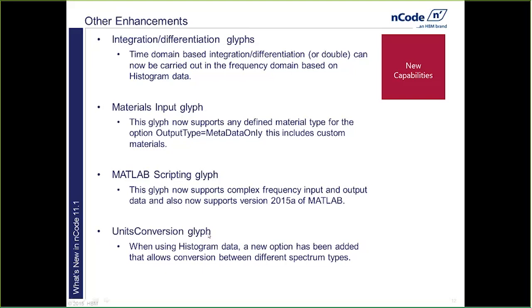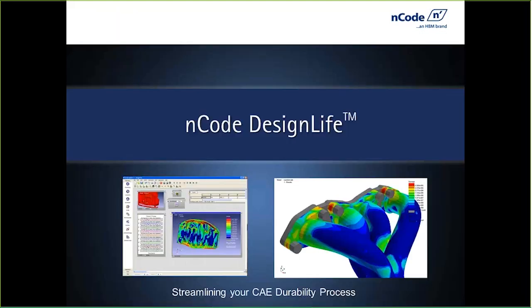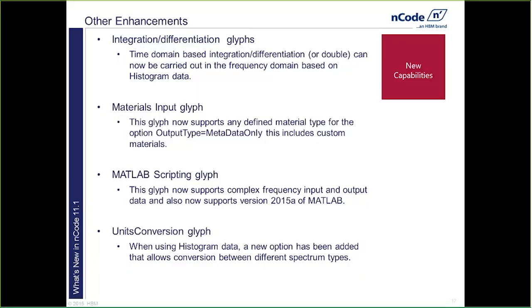And continuing the theme of vibration in the units conversion glyph, when using histogram data, we've added a new option that allows conversion between different spectrum types. So you can go between power spectra and amplitude spectra within the units conversion glyph without having to rerun the analysis. Okay, so that's finished the updates within GlyphWorks.